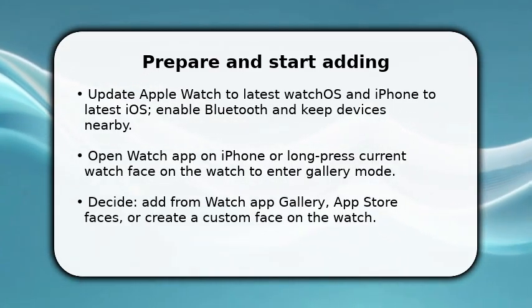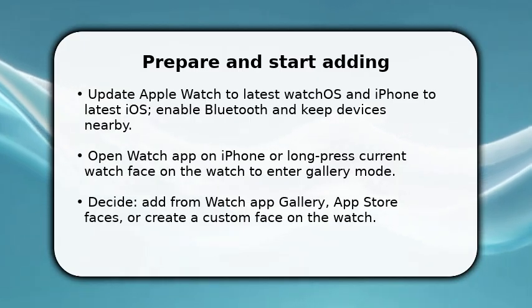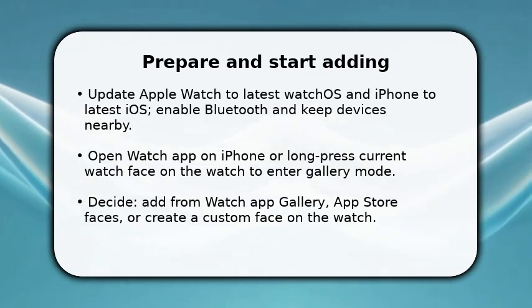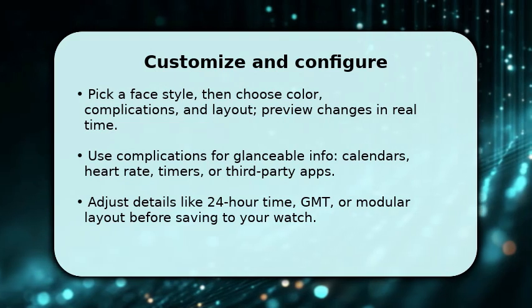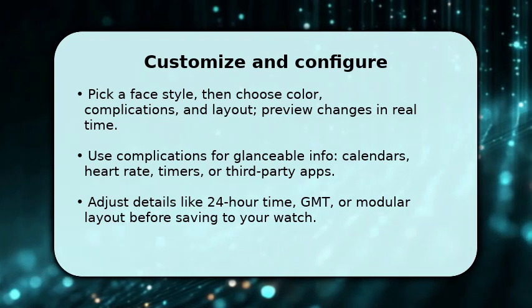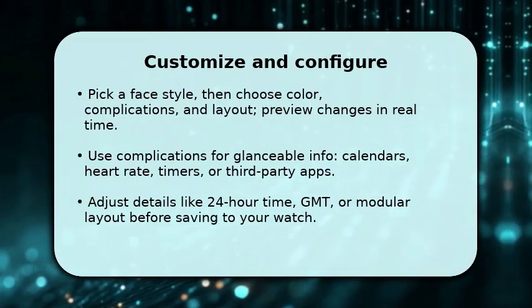First, in the Watch app tap Face Gallery. On the watch, swipe left, tap the plus icon. This gets you straight to selecting or building a new face. Now you select a face style and customize it. You choose colors, typefaces, and complications because that's what makes a face useful to you.